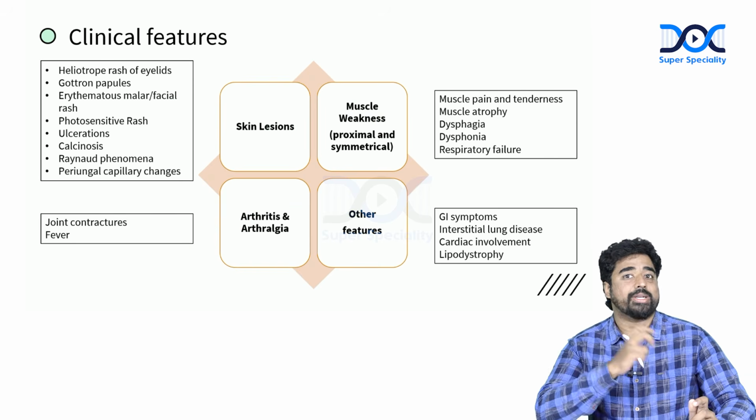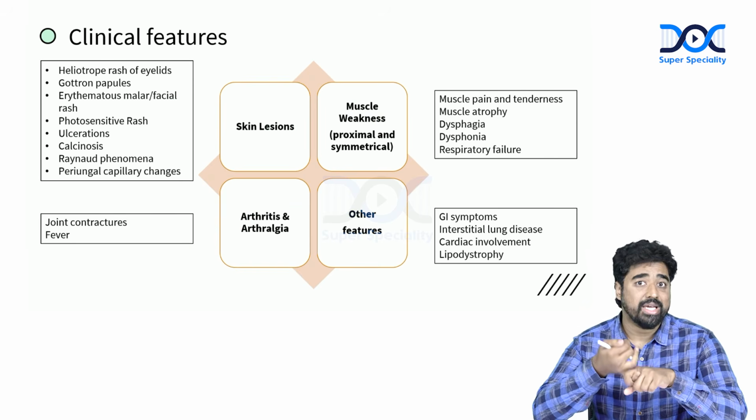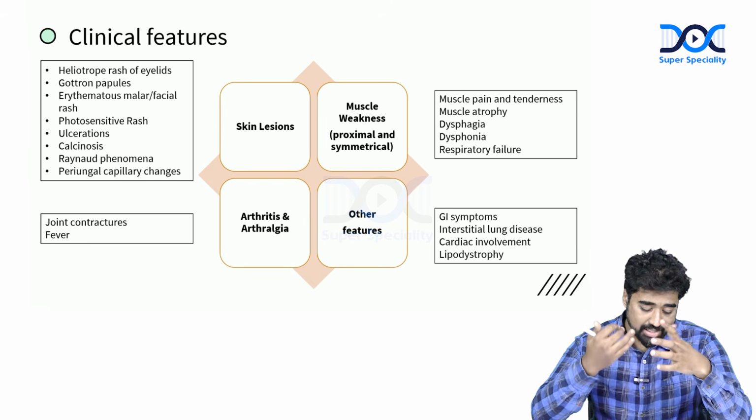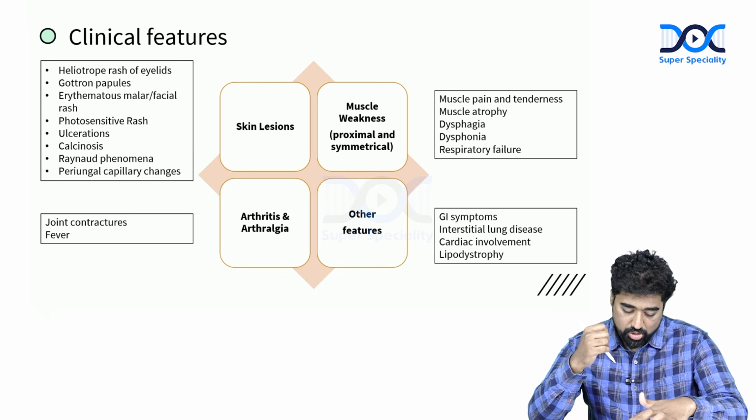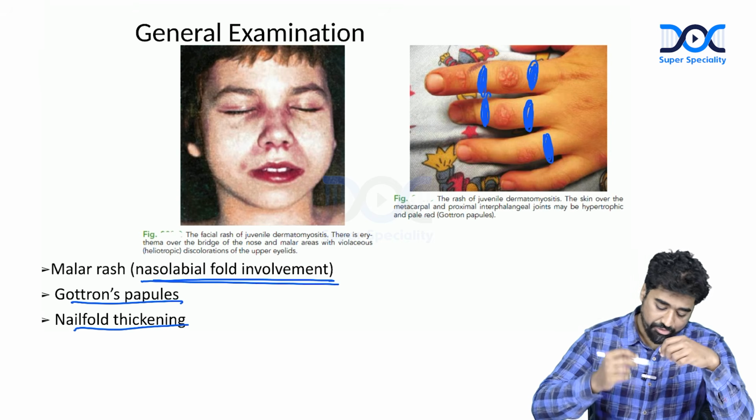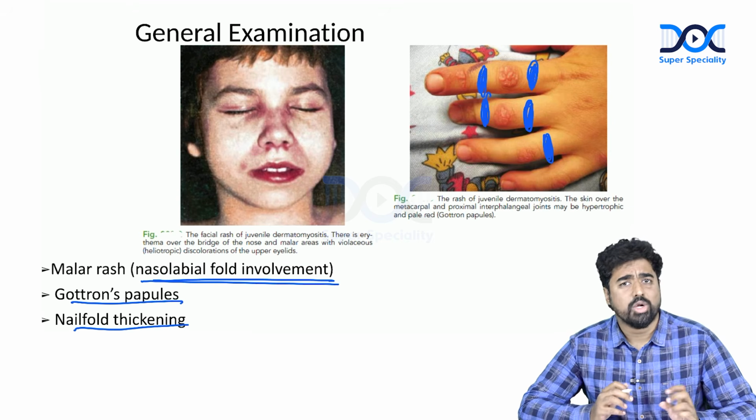Clinical features, very important. Skin lesions we discussed. I showed you how the heliotrope rash looks like on the face. I showed you how the Gottron's papules look like. Right? These are the two. Again, I'll show you again. So, facial rash of juvenile dermatomyositis is called the heliotrope rash.